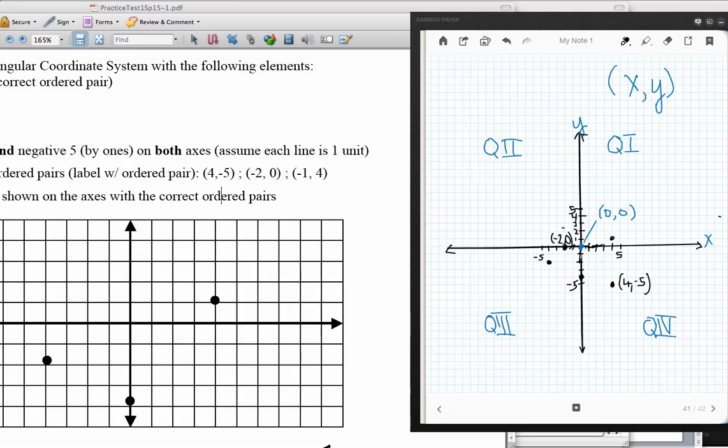And then negative 1, positive 4. So here's negative 1 on the x, and then I go up to positive 4. And that one would be right in there, and then I label that with negative 1, comma, 4. And again, I apologize because I should have blown the scale up a little bit so you could see these better. And then it says to label the points that you see with the correct ordered pairs.